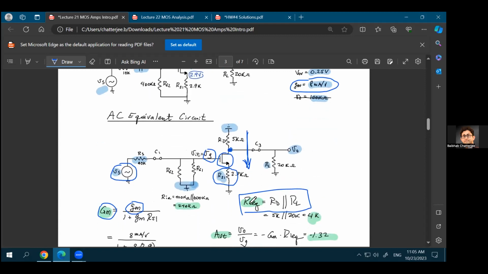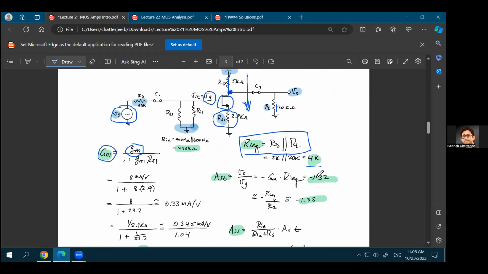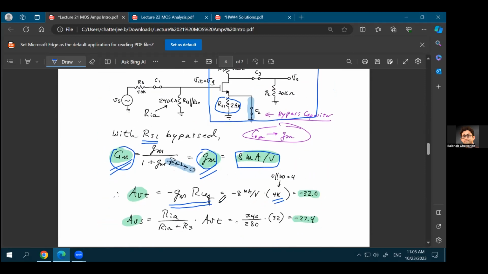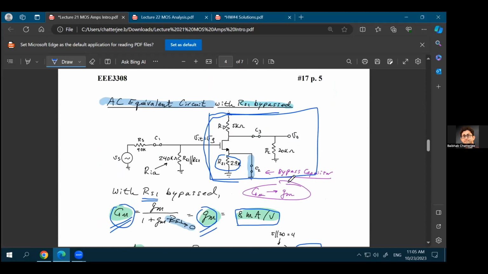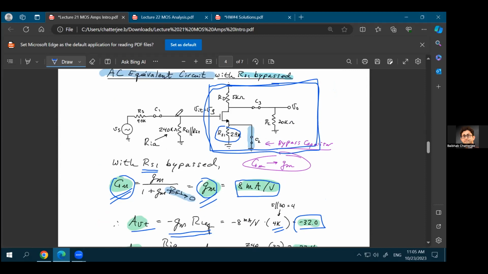So your equivalent load resistance at the output will be just a parallel combination of RD and RL. And that will be equal to 4 kilo ohms. So if you put those values, you'll see your voltage gain will be equal to 32 for this part of the circuit. And of course, you'll see a voltage division at the input side.